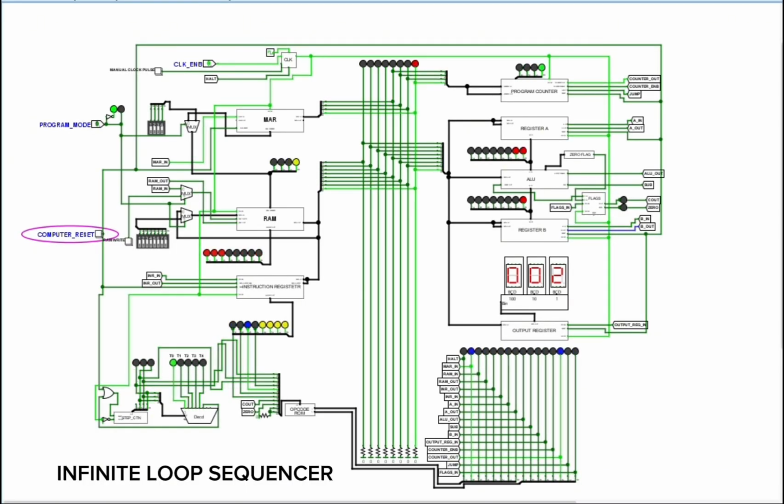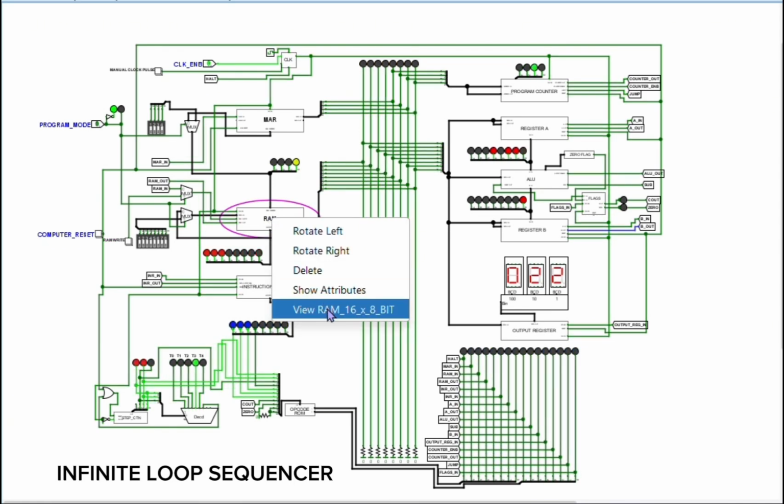For program 1, the microcode repeatedly adds 1 to the accumulator and outputs the result. When overflow sets the carry flag, JC jumps back to the beginning. Here's what the memory looks like.